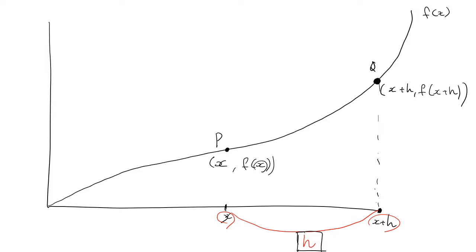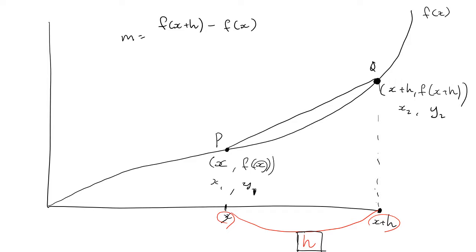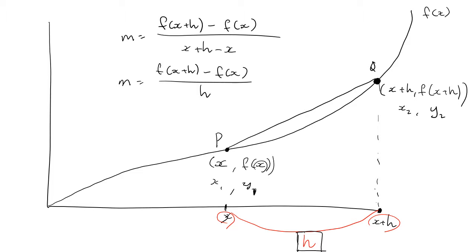Then we find the gradient of the chord connecting P and Q. So gradient is y2 minus y1 over x2 minus x1. If that's x2 and that's y2, and if that's x1 and y1, then our gradient would be f(x plus h) minus f(x), over x plus h minus x. So our gradient would be f(x plus h) minus f(x) over h, because the x's cancel out. Now, this will find the AROC, or the average rate of change.